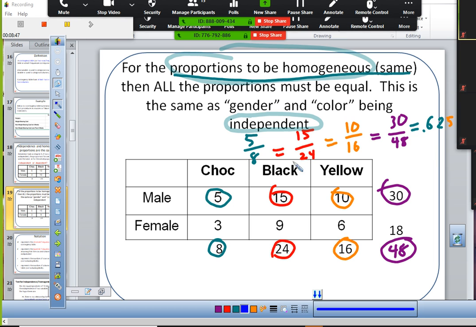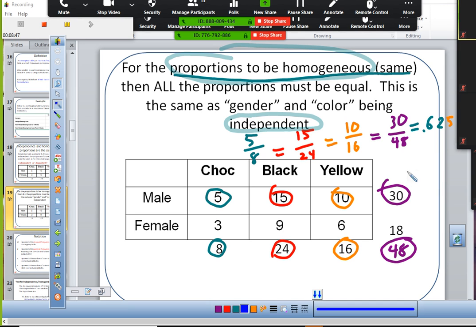And so we would say that gender and color are independent. Doesn't matter what gender you are, it won't give you any information about whether you randomly pick a yellow lab. No matter what, the probability to pick a yellow lab is going to be the same, whether it's male or female, and vice versa.